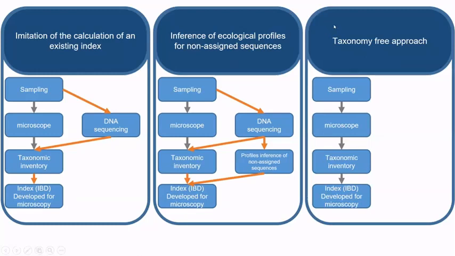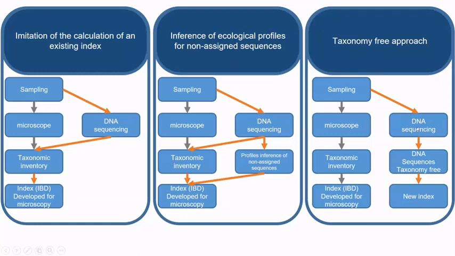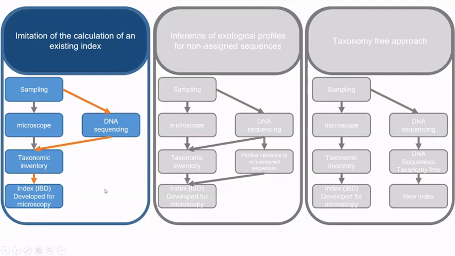And the third approach is in fact not to identify the sequences anymore, but just to give the sequences a taxonomical profile to develop a new index, which is called the taxonomy-free index. So we are going to look at these 3 strategies one by one, and I will explain when it's better to use one or the other. So let's start with the first one.